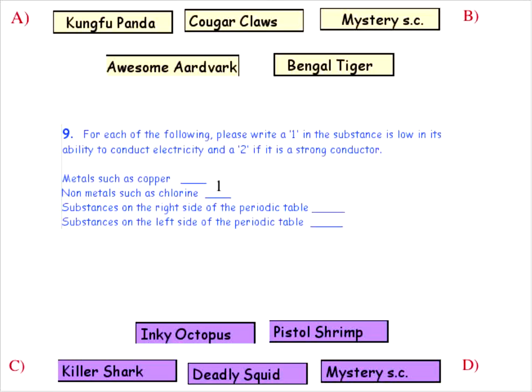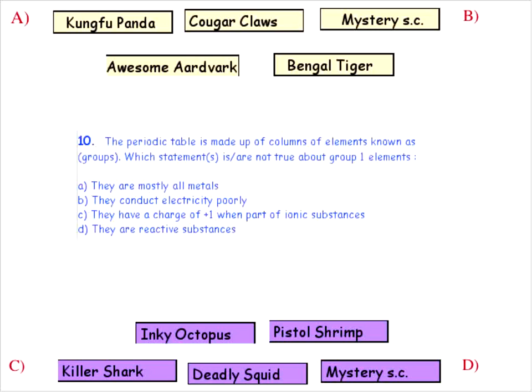Substances on the right side of the periodic table, poor conductor? Yes. Anything on the right side is a poor conductor. Metals which are on the left are good conductors. So again, good conductors are a 2. So a metal like sulfur is a 2. And so is any other kind of metal that's on the left side of the table. It's also going to be a 2, strong conductor. Okay, so that's where we get that number, 2112, and that's the number we'd write down. All right, just 2 more to go.